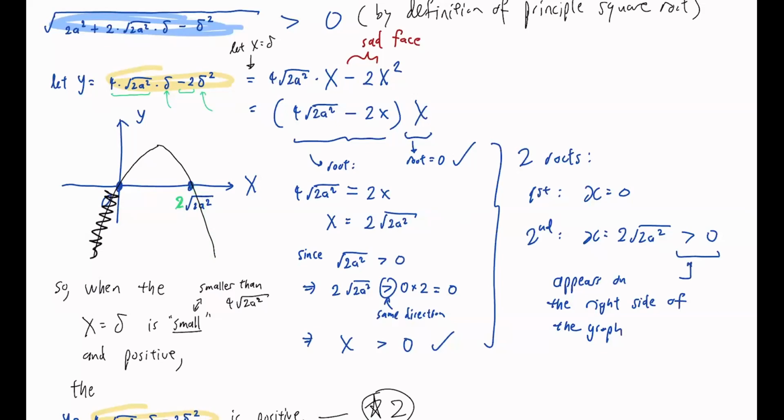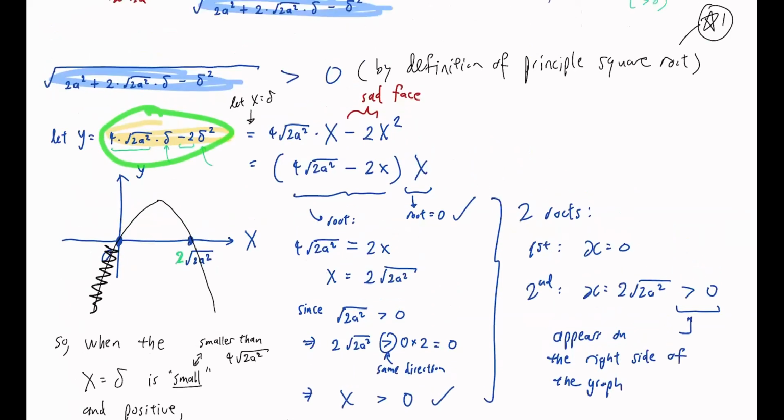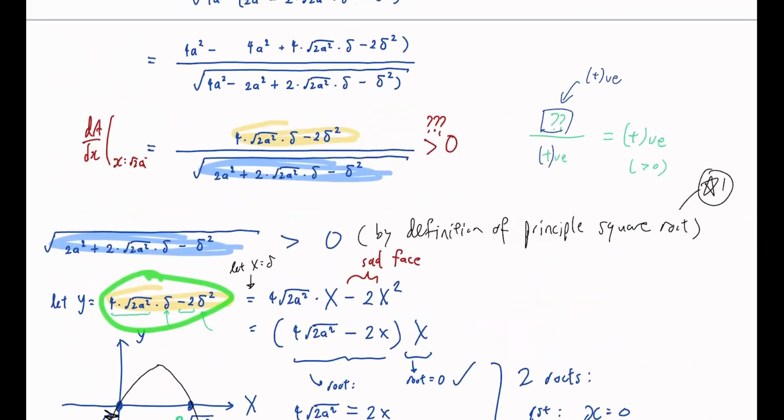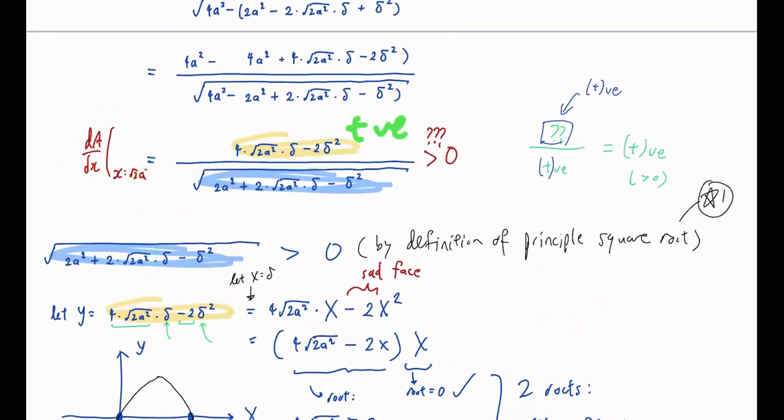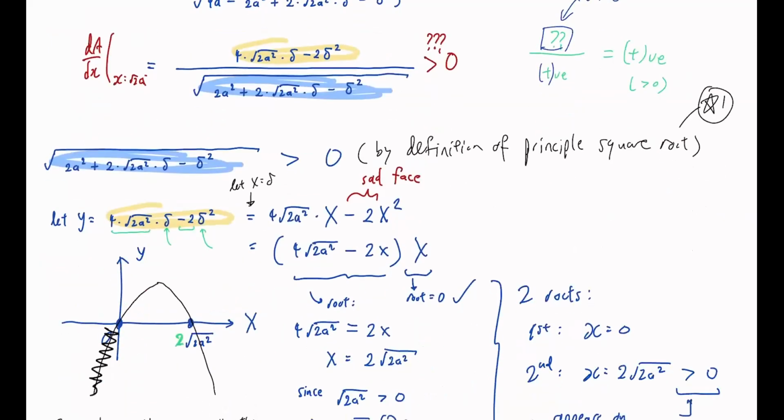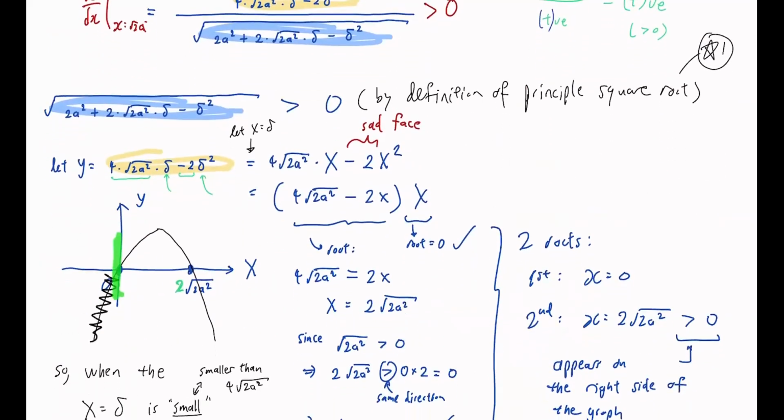If we allow our delta to be trapped in between 0 and 2 times root 2a squared, what do you notice about the graph? With respect to the x-axis, is it above or below? Above. Above means that the y value is positive. Oh, but what is the y value referring to? It's this yellow color highlight, which is the numerator of this guy. So we have just shown it's positive, provided that the delta we choose is in between 0 and 2 root 2a squared.